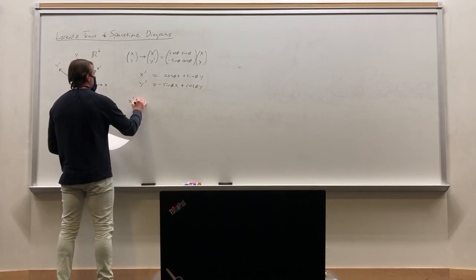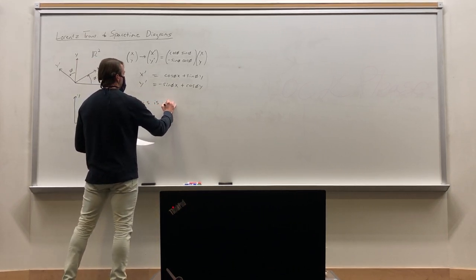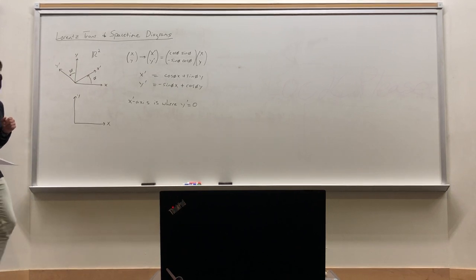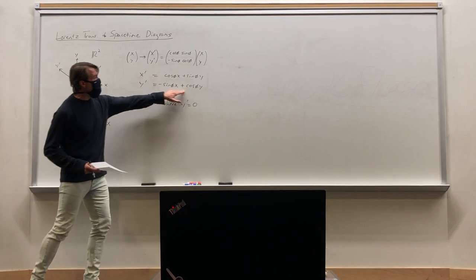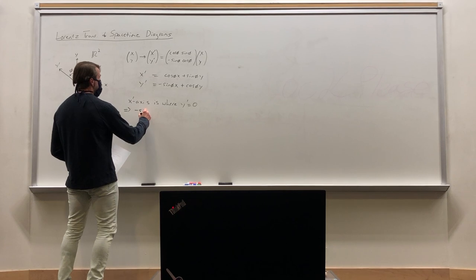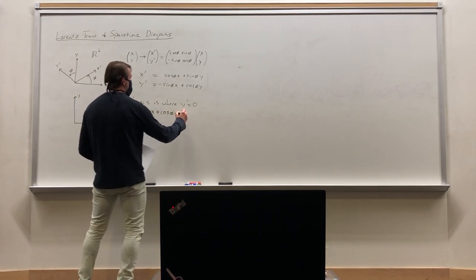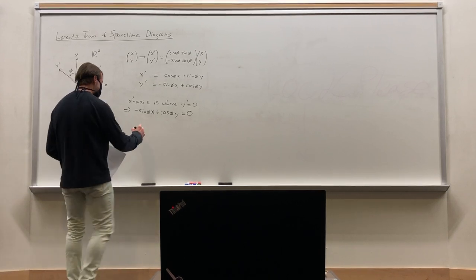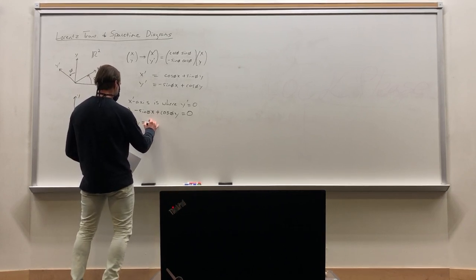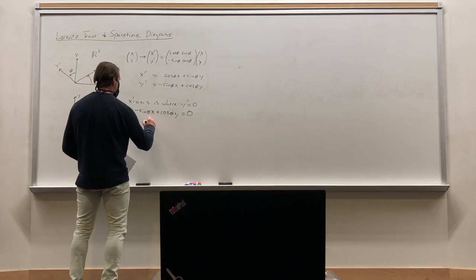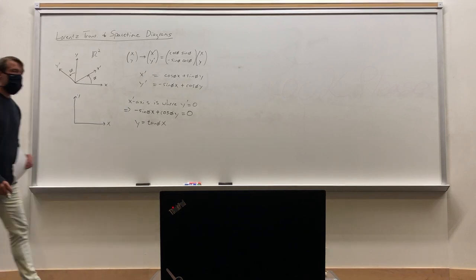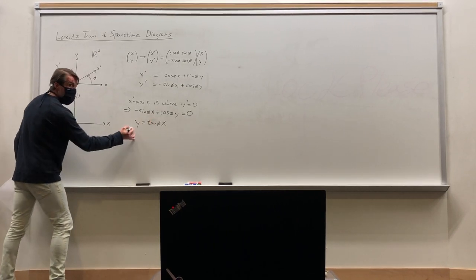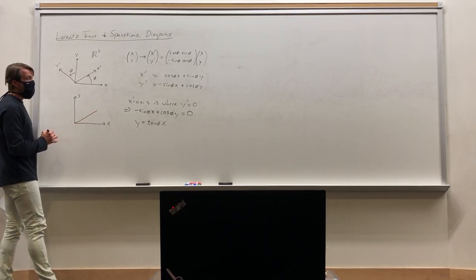So first of all, the x prime axis is where y prime equals zero, right? When I'm at y prime equals zero, I'm on the x prime axis. Okay? Well, I can take this expression and say, minus sine phi x plus cosine phi y is equal to zero. Therefore, y is, oh, it's tangent, tangent of phi times x. Okay? And so if I come over here and I draw this line, it's going to be like this. Of course, that's the x prime axis.